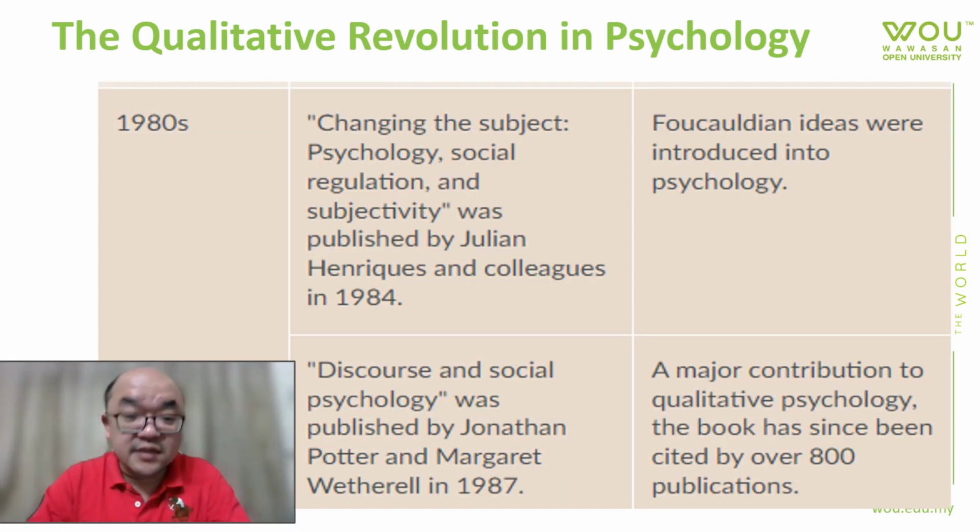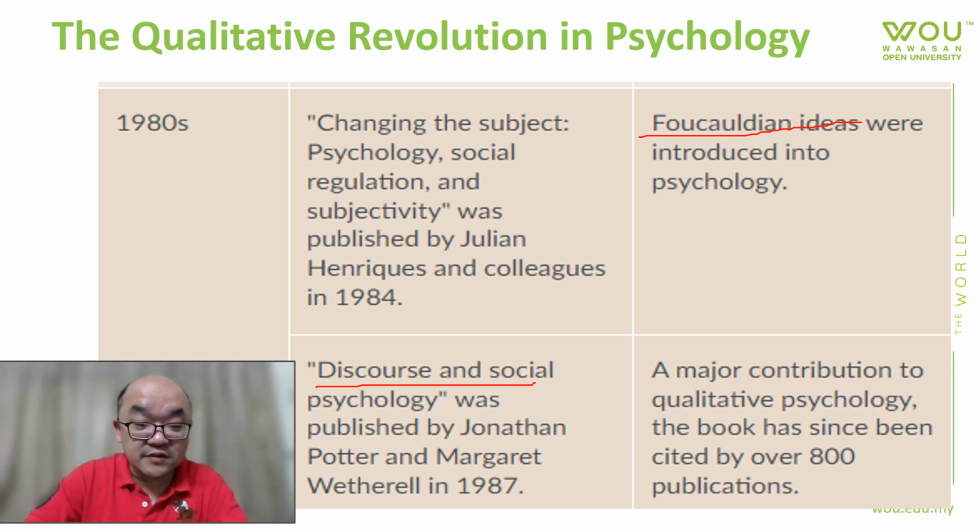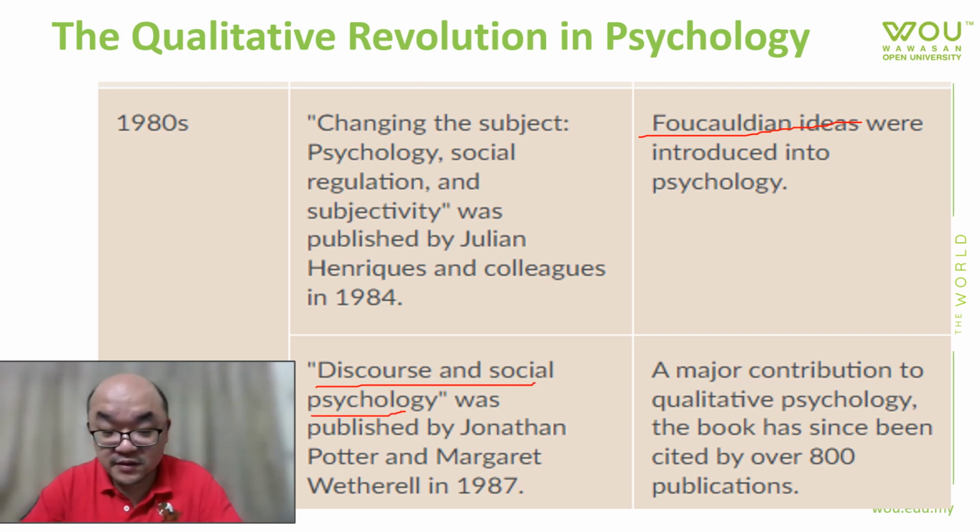Then we come to the 1980s, where Foucauldian ideas were introduced in psychology. Foucauldian, in comparison to other methods, tends to focus more on social power. This is the dark approach that we talked about just now, or the macro approach, where you focus on the social power, how it actually changes a person's life or their experience, etc. Then the first book published on qualitative research, Discourse and Social Psychology, was published by Jonathan Potter and Margaret Wetherell in 1987, basically acknowledging the contribution of qualitative research design or research method.